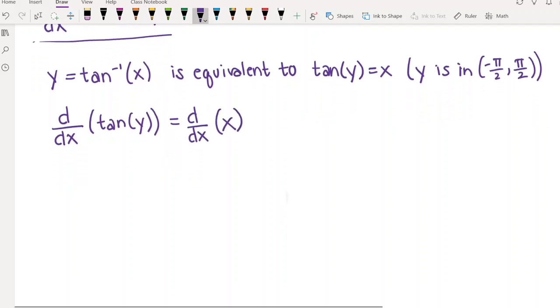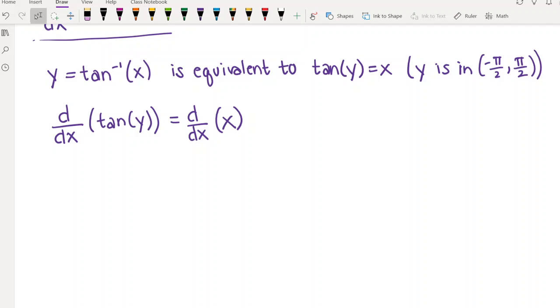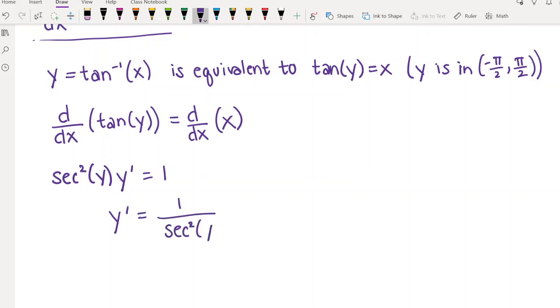Okay, so what's the derivative of tangent? In general, it's secant squared. So in this case, we're going to get secant squared of y times y prime, right? Because we're doing implicit differentiation. And then we get 1 on the right-hand side. And so we're left with y prime is equal to 1 over secant squared of y.